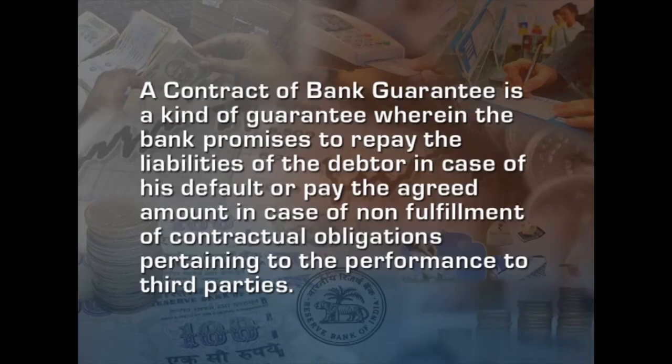A contract of bank guarantee is a kind of guarantee wherein the bank promises to repay the liabilities of the debtor in case of his default, or pay the agreed amount in case of non-fulfillment of contractual obligations pertaining to the performance to third parties.